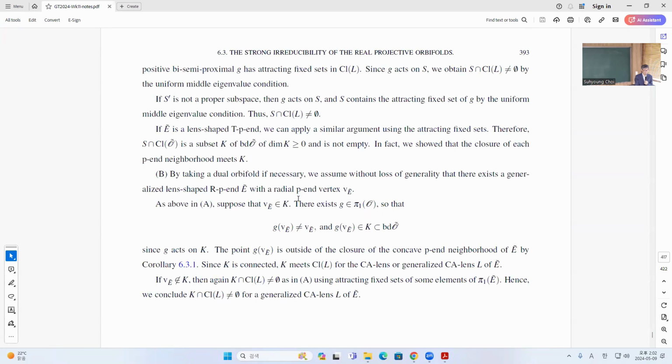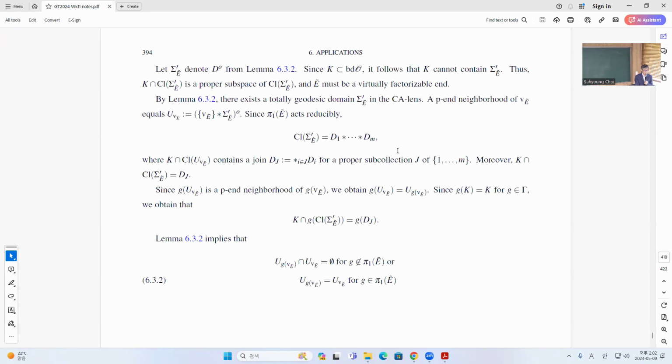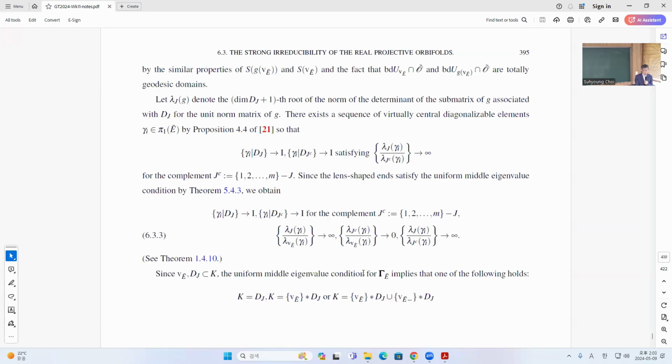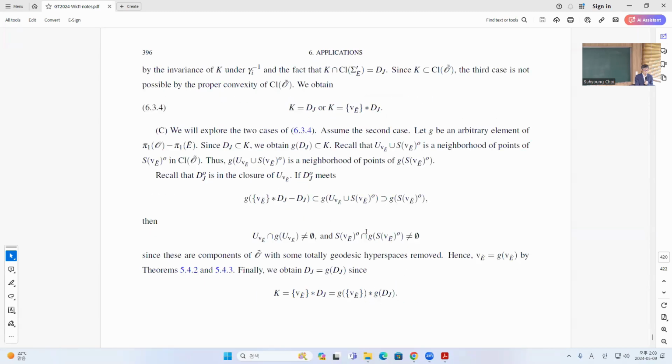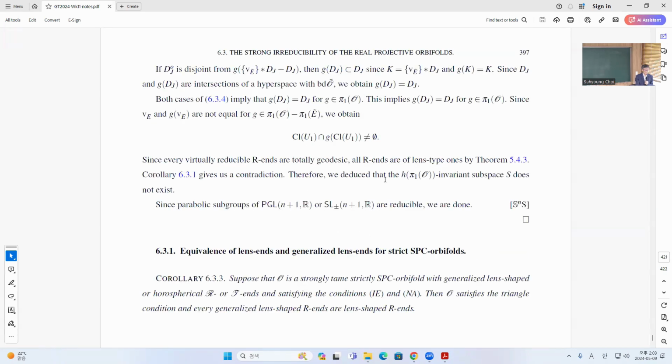And then for part B, where I am showing this, we only have to worry about RPN by taking the dual, and then if there's something which sends this vertex to non-vertex, and this is in K, then you have to work with the concave band neighborhood. And so again, using this concave band neighborhood, you show that they're empty or they're the same. And then because these are reducible, partially factorizable case, you just need to work with this center argument. So K has to be one of these, but these are not properly convex, so only this case exists, and so on. So we find some contradiction using this.